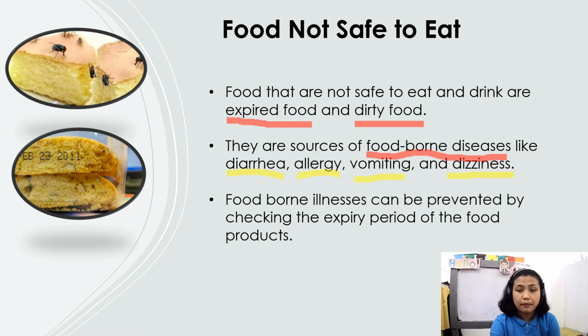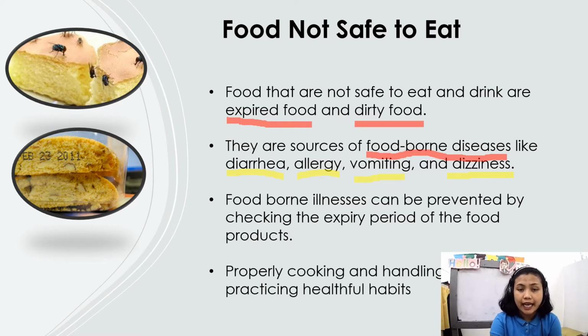So foodborne illness can be prevented man. Pwede siya makontrol or to avoid by checking the expiry period of the food products. So by just checking the expiry date of the food, you are avoiding to happen to eat spoiled food. Also, you need to properly cook and handle the food properly. So dapat sakto yung pagkaluto. And also to practice healthful habits.